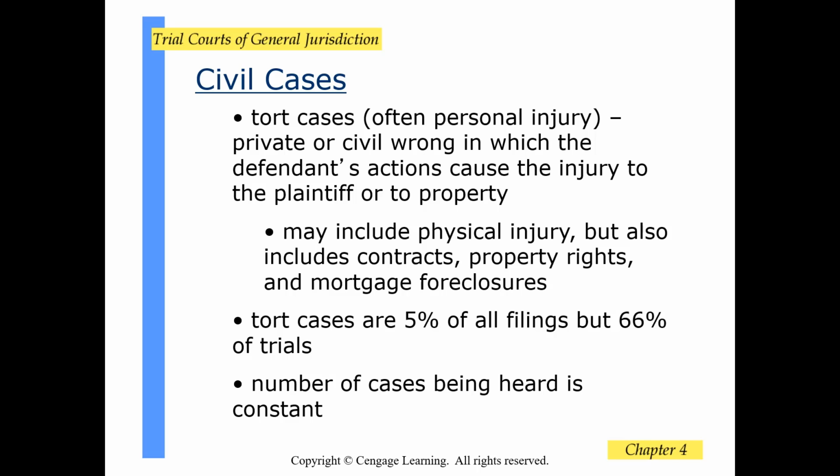Tort cases, often personal injury cases, are private or civil wrongs in which the defendant's actions cause injury to the plaintiff or the property. Tort cases are 5% of all filings, but 66% of all trials.